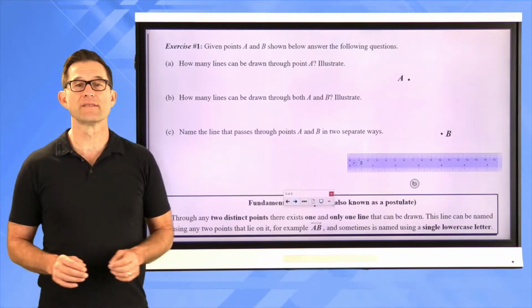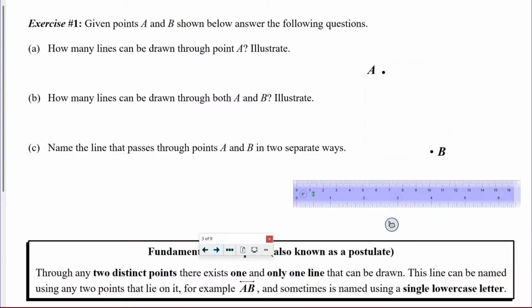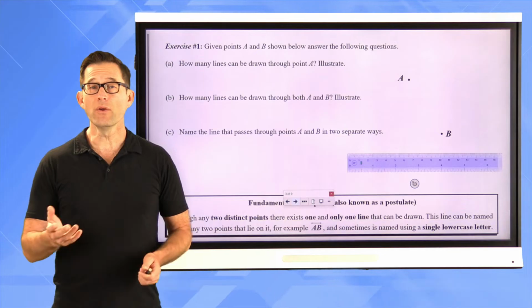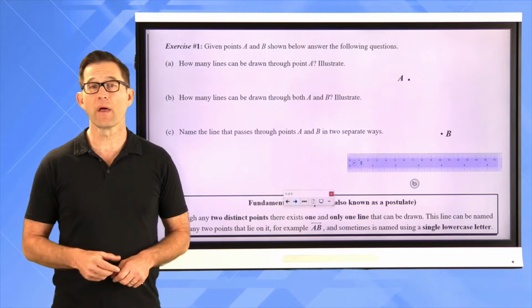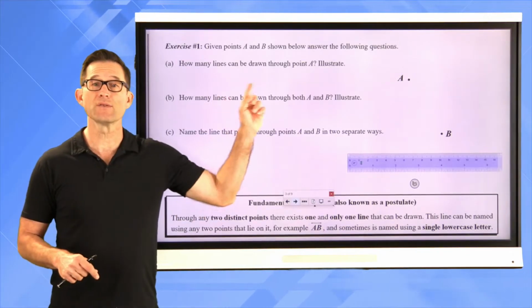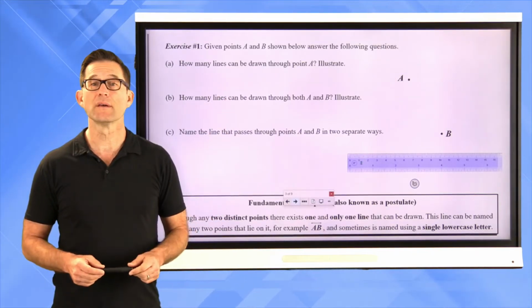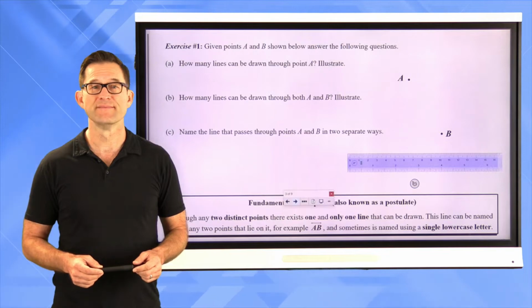All right, exercise number one. Given points A and B shown below, answer the following questions. Letter A, how many lines can be drawn through point A? Illustrate. All right, well, why don't you pause the video for a moment and draw some lines through point A and see if you can answer the question of how many lines can be drawn through point A.